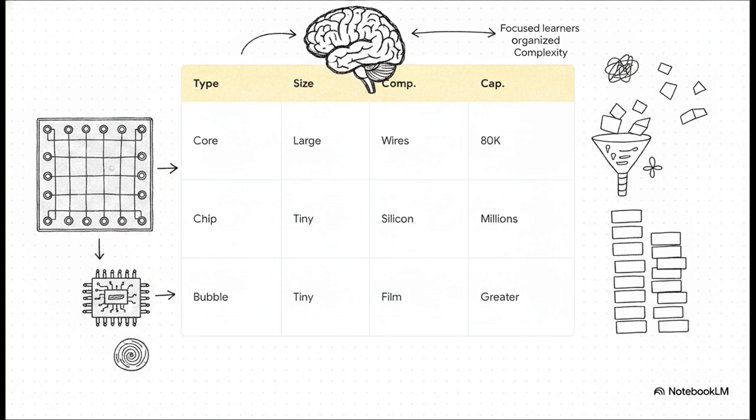You have the 1950s core memory, large in size, made of wire grids and ferrite rings, holding a capacity of 80,000 bits. Next to it, the early 1970s chip, tiny in size, made of integrated circuits on silicon, holding millions of bits. And finally, the late 1970s bubble memory, extremely tiny, composed of a thin film over metallic alloys, boasting even greater density. The whole chaos of technological progress is beautifully tamed through structured comparison.